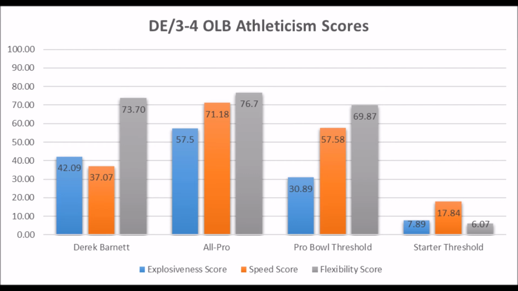weird-ish, not weird, but a different prospect because he has great production out of college. Obviously, we went over that. He has the explosiveness of a Pro Bowl player. He has the flexibility of a Pro Bowl player, but he doesn't have the speed of a Pro Bowl player. And that is really where the disconnect is with him in terms of this model.